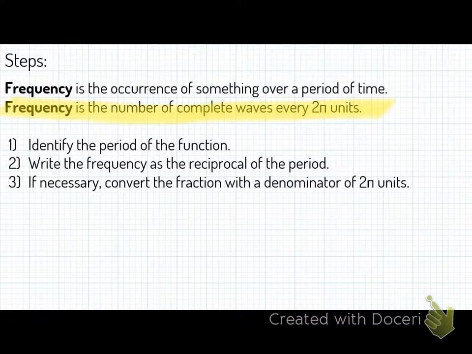What happened when our period changed? When it got shorter, it would be more. So frequency is how many times the graph wiggles within 2 pi. Okay? We're going to talk about that, and here are the steps. If you're on the video, you should pause here and write it down. Okay, here we go.